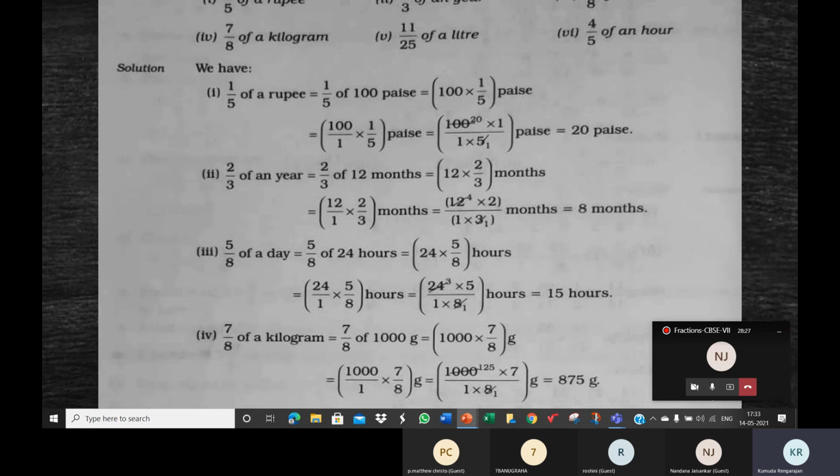11 by 25 of a liter. So you must replace a liter with 1000 milliliters. Your answer will be in milliliters. And for the sixth one, an hour must be replaced with 60 minutes, and your answer will be in minutes. Yes, 5 minutes time.